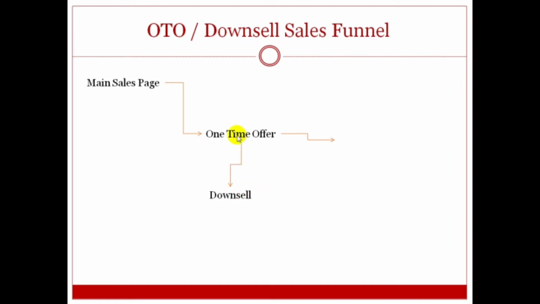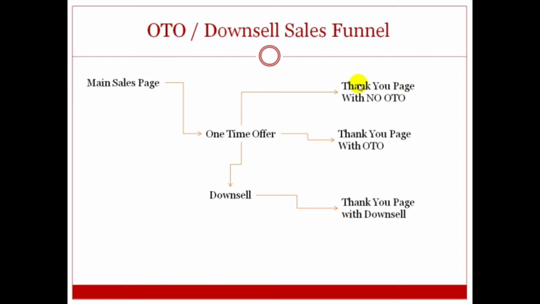Now, if they click on yes, then you have to direct them to a thank you page. So you're going to need to have 3 different thank you pages. So main sales page, one-time offer, thank you page with the one-time offer. If they say no and then they purchase the downsell, then they are going to be sent to a thank you page with the downsell. You don't want to forward them to a thank you page with the OTO unless they paid for that. Now, if they click on no to the downsell, then they're going to be forwarded to the thank you page with no one-time offer or downsell. So it's just going to be the basic funnel from main sales page to thank you page.